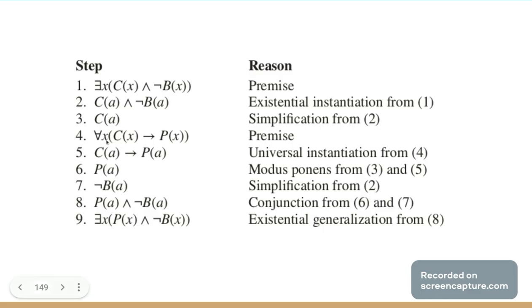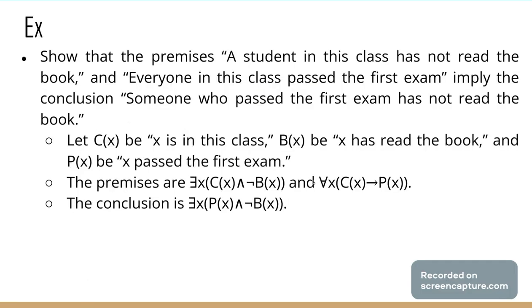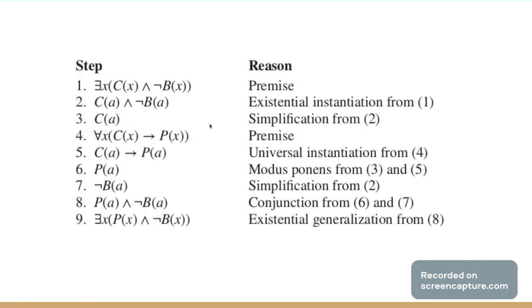Now let's look at the second premise. The second premise was for all x, Cx implies Px. Using the second premise and universal instantiation, we have Ca implies Pa. Now take statements 3, which we said is true, and 5, which is implied from 4. 3 and 5 are of the form P and P implies Q, which is modus ponens. Using modus ponens, we have Pa is true.